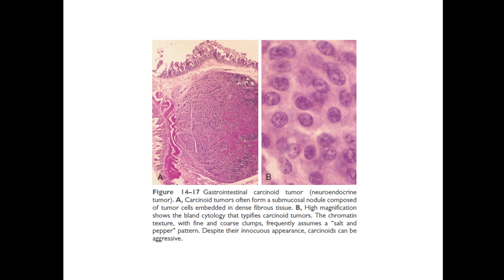Under the microscope, the neuroendocrine cells appear with dark spotted nuclei against a faint light colored cytoplasm, which gives the typical appearance of the salt and pepper pattern.